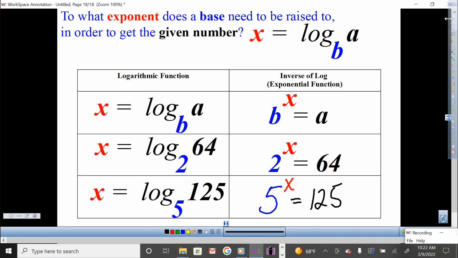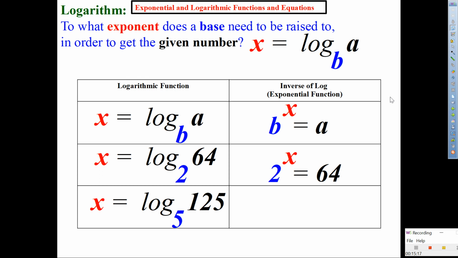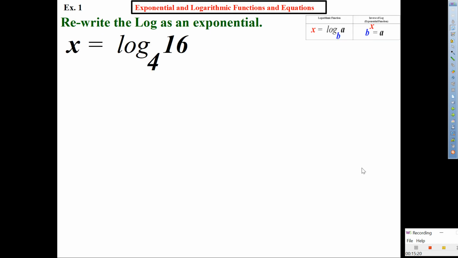So without a table, now write example 1 and copy these instructions, because this is exactly how the homework is going to read. They're going to say, rewrite the log as an exponential. And notice here I already took away the colors. Hopefully you should be able to rewrite that one without the colors, yes? And it reads, number 1, rewrite the log as an exponential, and they give us x equals log 4 to get 16. Just rewrite that underneath.